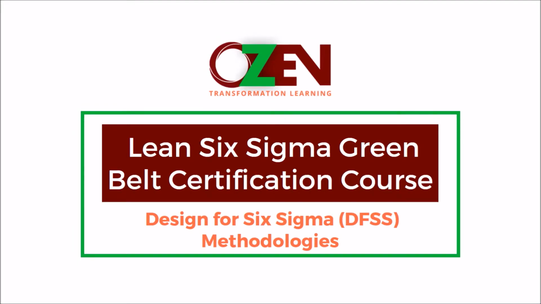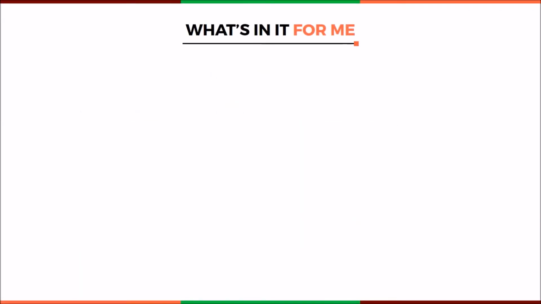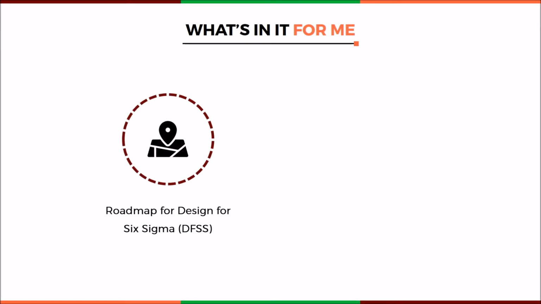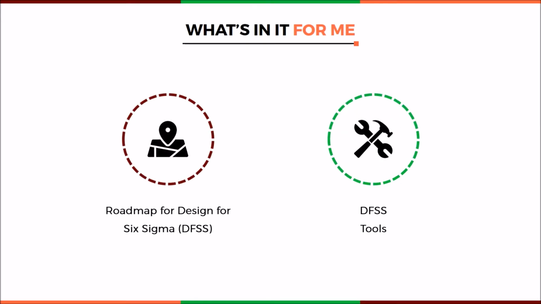And welcome to the lesson Design for Six Sigma, DFSS Methodologies, of the Lean Six Sigma Green Belt Certification course. This lesson covers the concept of DFSS and its benefits, and the methodologies used to improve the quality management process in an organization. In this lesson, you will learn about the roadmap for DFSS and the tools that are used to improve the products, services, or processes in an organization.